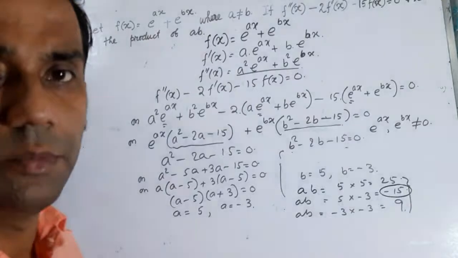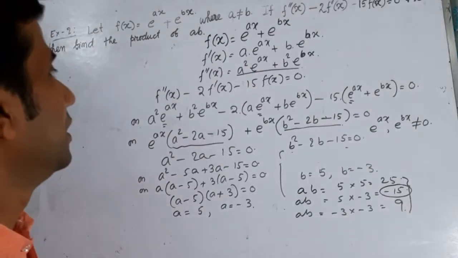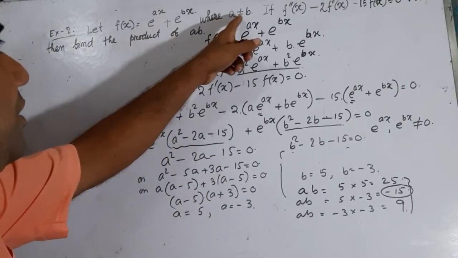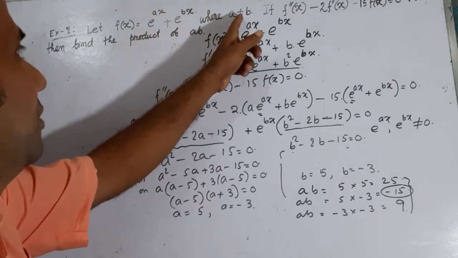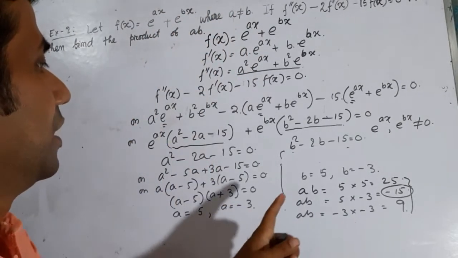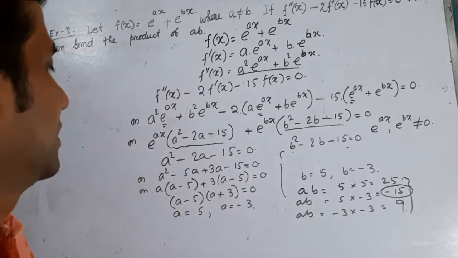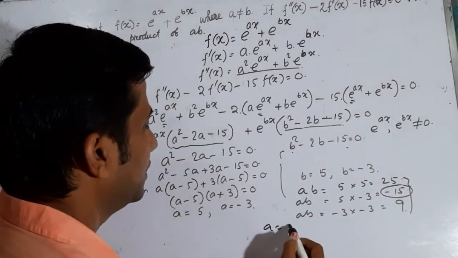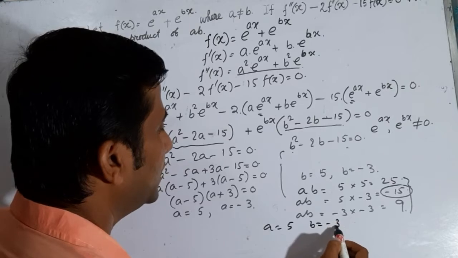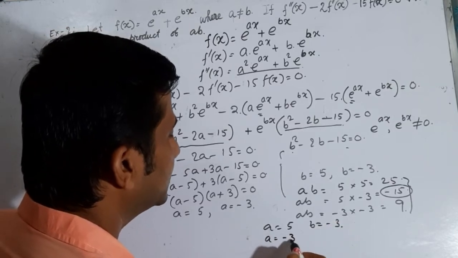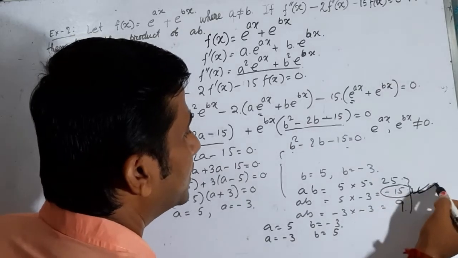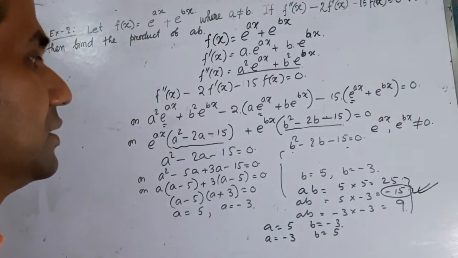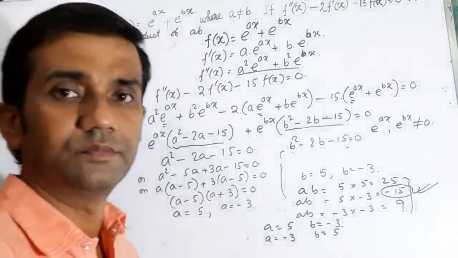Why will my answer be minus 15? Because it is given that a not equal to b in e to the power ax plus e to the power bx. If in this case a is equal to 5, then b is equal to minus 3, or a is equal to minus 3, b is equal to 5. That means a not equal to b. So our required answer is ab is equal to minus 15. That's all.